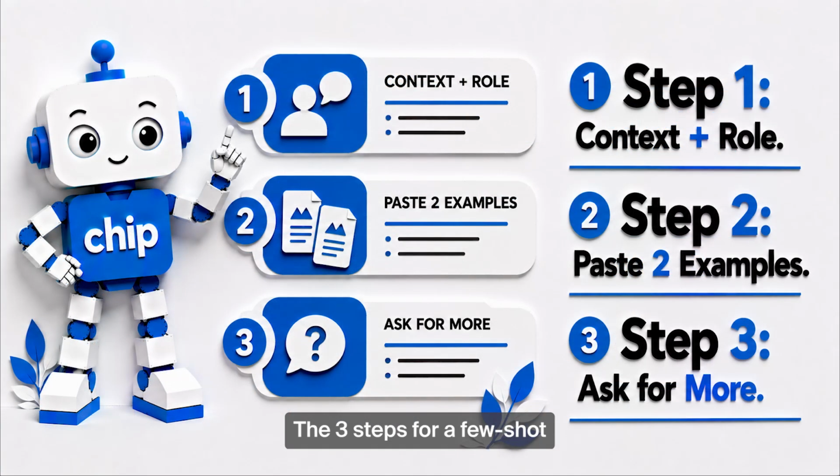The 3 steps for few-shot prompting are simple. Step 1. Write your context and role, just as you would in the 5-part framework. Step 2. Show AI two examples of output you already like. Type exactly this. Here are 2 messages I have already written. Please learn my style from these. Example 1, and paste your first message. Example 2, and paste your second message.